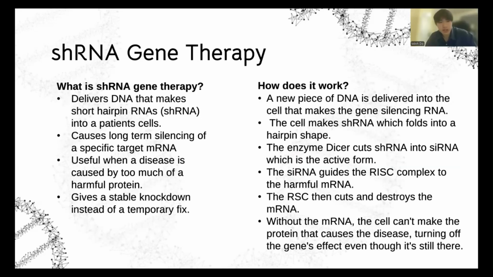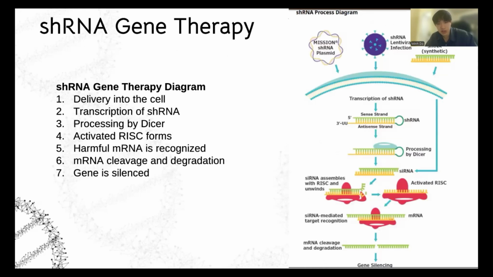And then we have shRNA gene therapy, which is a way to turn off specific genes by delivering DNA that makes short hairpin RNAs, shRNAs for short, into a patient's cells. This will result in a long-term stable silencing of the target mRNA rather than a temporary fix. And then this diagram shows the steps.